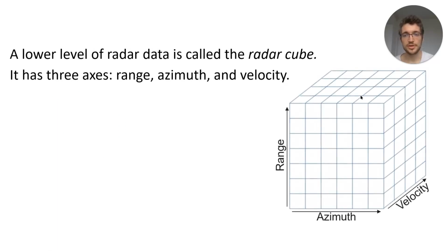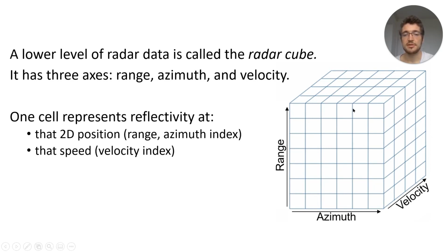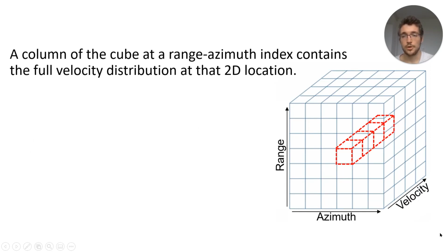A lower level of radar data is called the radar cube. It has 3 axes: range, azimuth, and velocity. One cell represents reflectivity at that given 2D position, range, and azimuth, and the given velocity index, which represents a speed. A column of the cube at a range azimuth index contains the full velocity distribution at the 2D location.